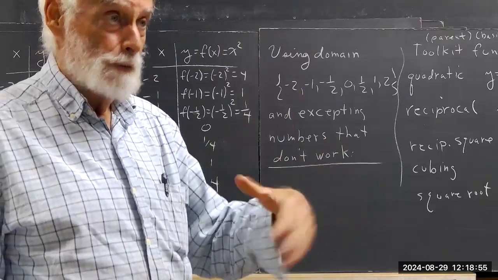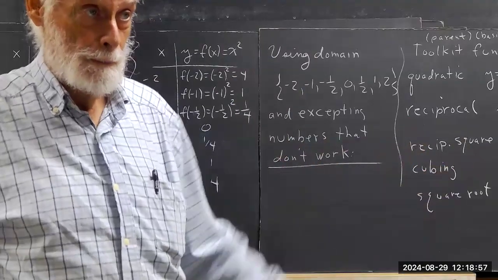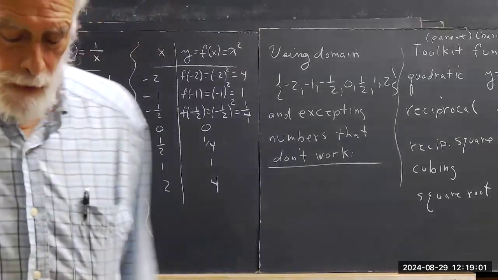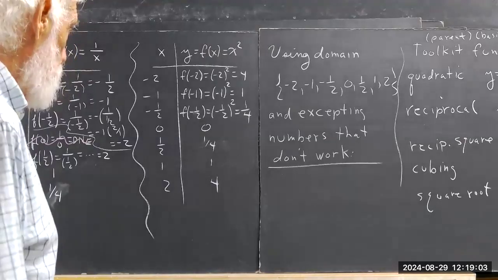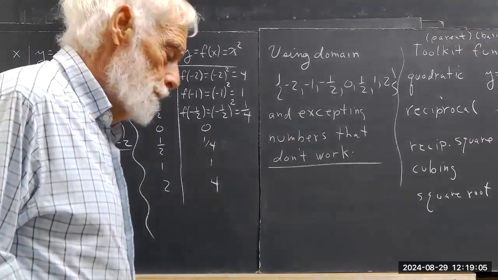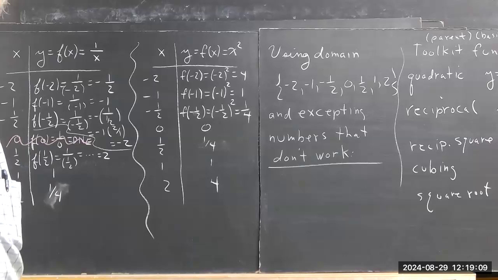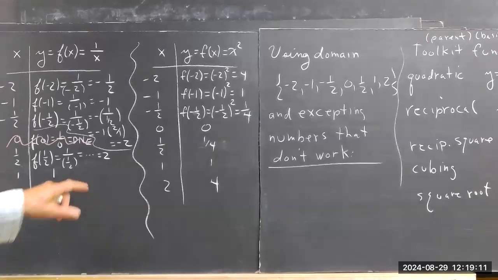0 times 0 is 0, so the square root of 0 is 0. All right. Okay. Now you're probably going to see graphs. I hope you know how to locate points on a graph. But just in case you don't, let me go ahead and locate these points.